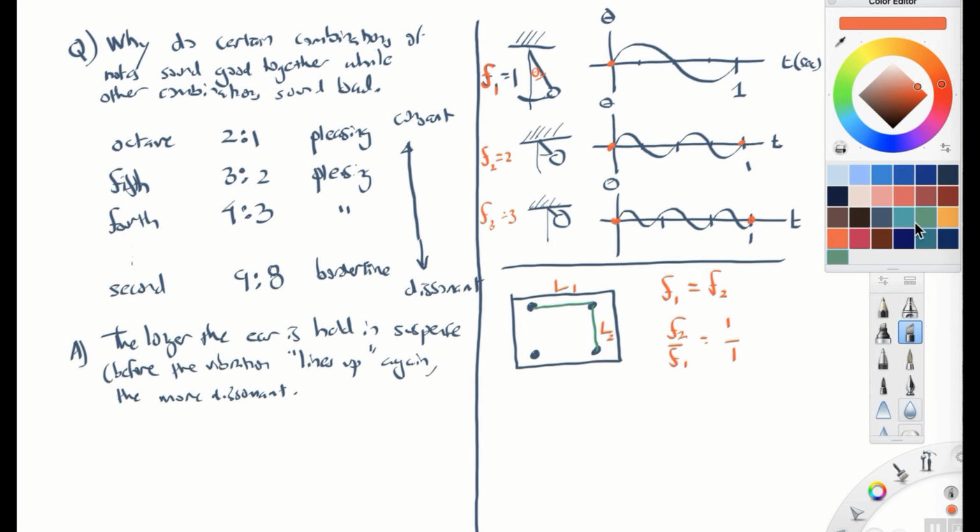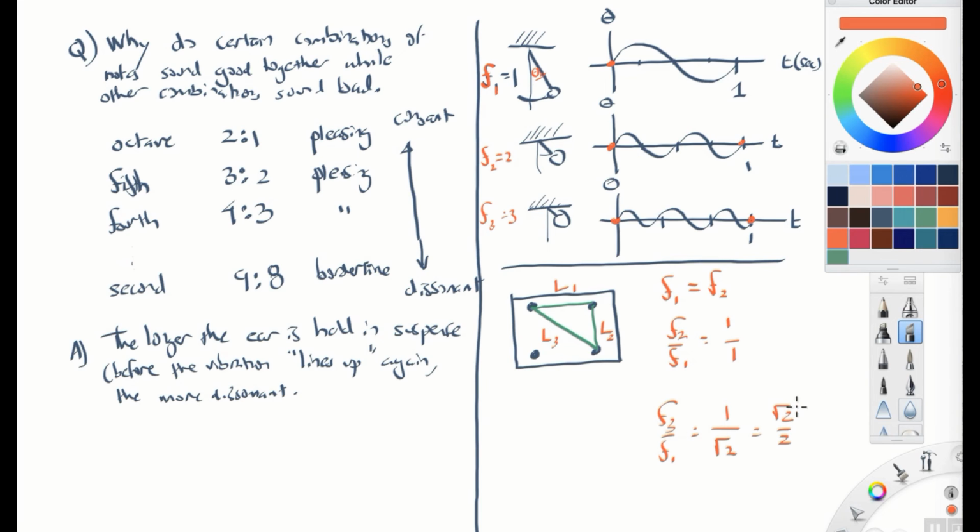Well, the answer is yes, because if we stretch a string across this diagonal, and this would be length 3, we know that the length of the diagonal of a square is, if this is 1 and this is 1, this would be the square root of 2, which is an irrational number. Okay, so F3 compared to F1 is going to be in the same ratio as the inverse of their lengths, which is 1 over the square root of 2, or root 2 over 2. And remember that this right here is an irrational number.